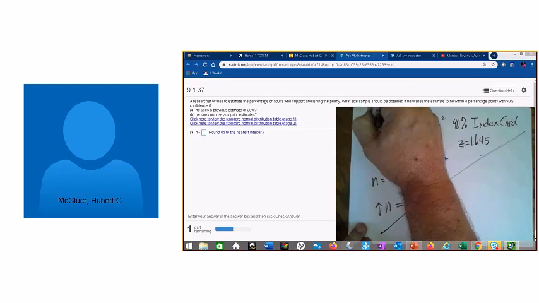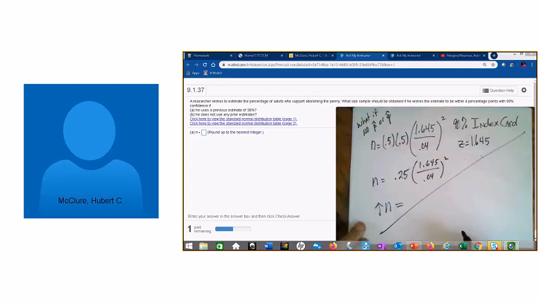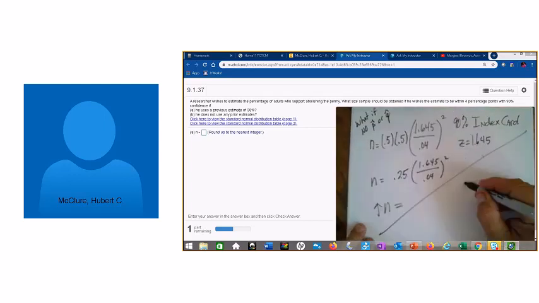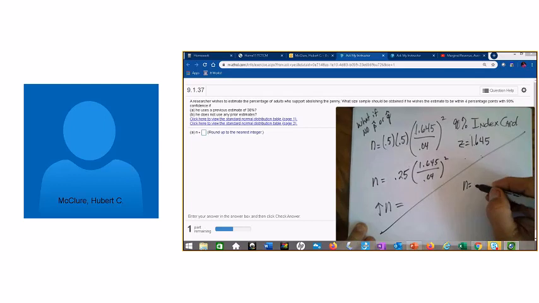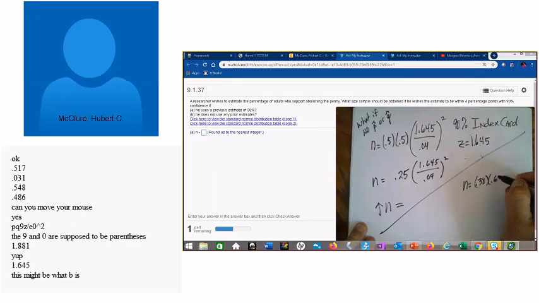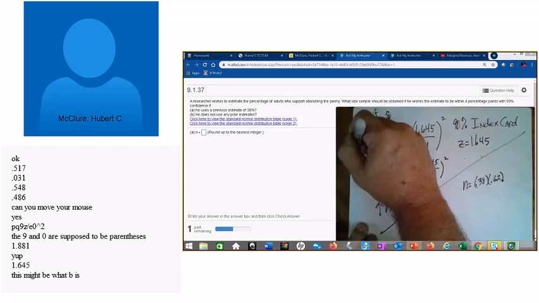no P hat or Q hat. All right, now we're going to do it. So N is equal to 0.38, 0.62. This might be what B is. Oh, okay. Thank you. This is B.